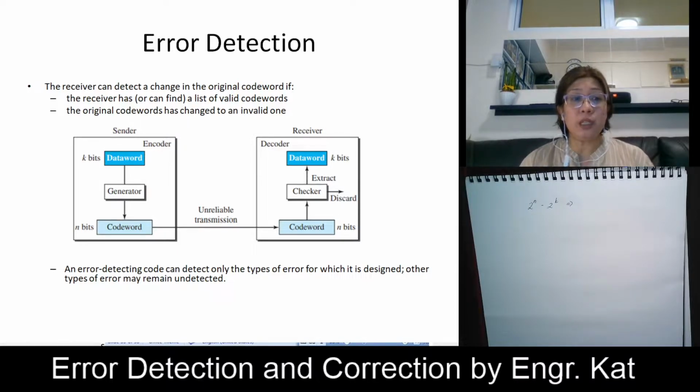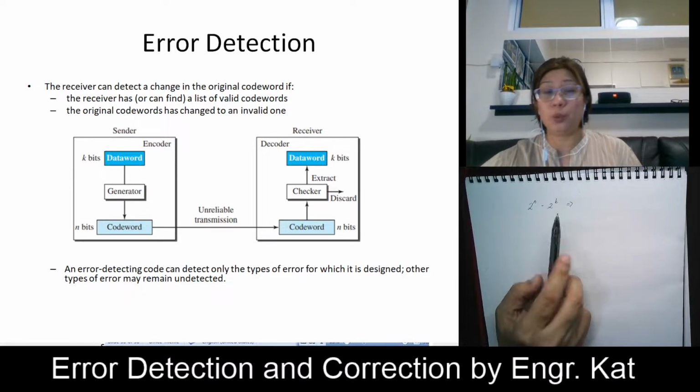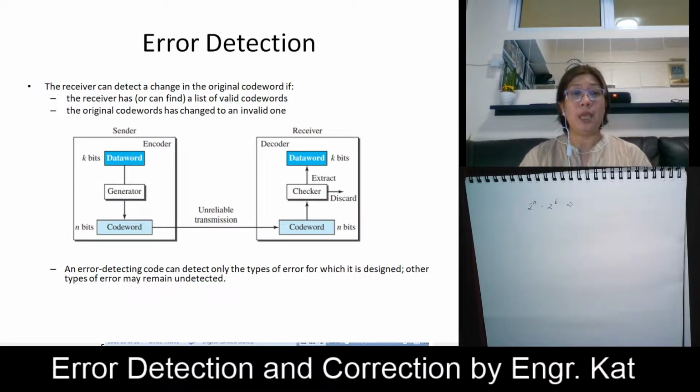However, if the received code word is not valid, or it is within these specific invalid code words that were produced, then it is discarded. So the checker will be deciding whether to accept the message, or the code word, or to discard the code word.